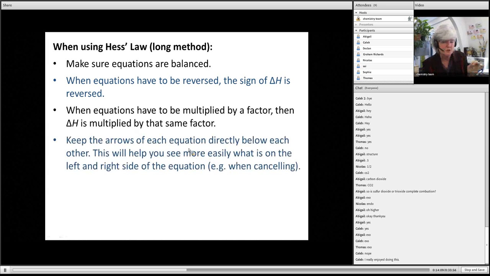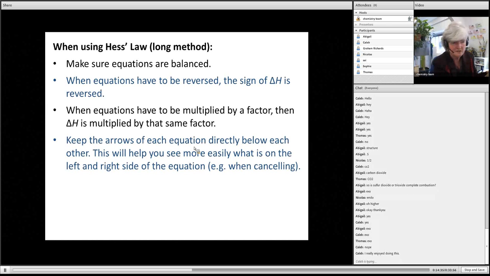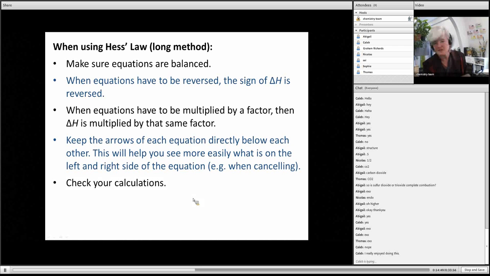Now, as a tip to help you work out the cancelling, so what's a product and what's a reactant, always draw your arrows down the middle of the page and then squeeze in your reactants on the left-hand side and your products on the right-hand side. Don't make it so that if you've got lots of reactants the arrow is far on the right on your page, and then if your next equation has only one reactant, the arrow is far to the left, then you're going to get yourself confused when you cancel. So always just draw all your arrows down the middle of the page and then fit in your reactants and products.